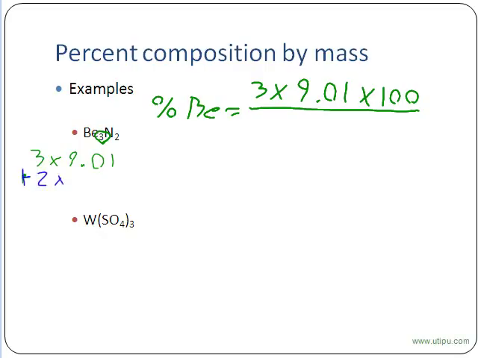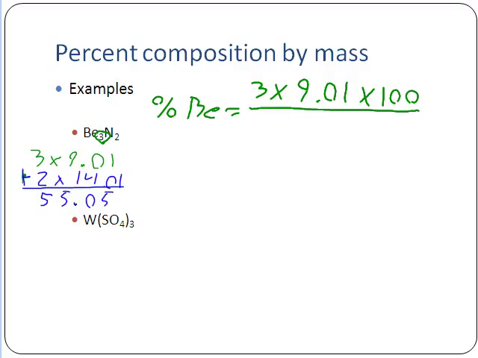So 2 nitrogens times the mass of nitrogen. You look on your periodic table, it's 14.01. So if we add these two up, once again, get out the calculator: 3 times 9.01 plus 2 times 14.01. And when you do that, you get 55.05. So 55.05 is going to be our molecular mass of Be3N2, of beryllium nitride.